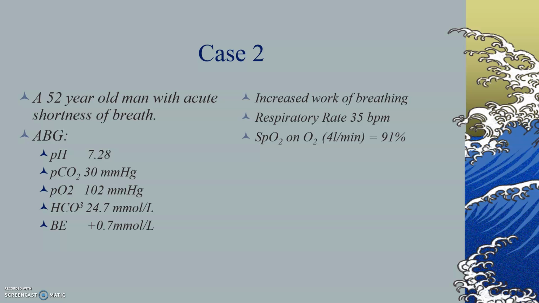What about this case? A 52-year-old man with acute shortness of breath. He has increased work of breathing, he's on 4 liters of oxygen, and we're going to assume that his FiO2 is 0.4 or 40%. His PO2 looks within the normal range, but remember we must interpret this in light of his FiO2. So in the next slide we'll work out whether he is hypoxic or not.